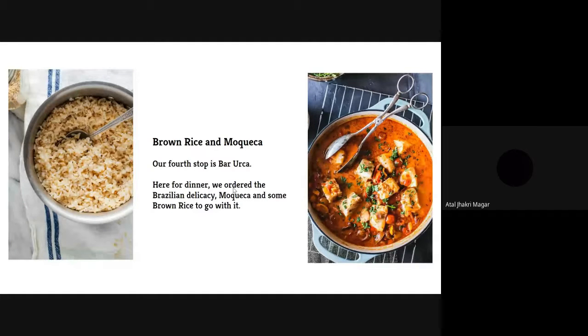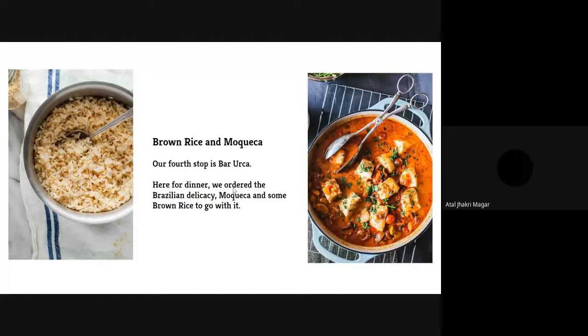After we reached the restaurant, it was a long journey, so we all felt really hungry. So we ordered moqueca. For the reference of local people, this dish originated in Brazil. It is one of the famous Brazilian seafood dishes. It was really good. For additional dishes, we ordered some brown rice.